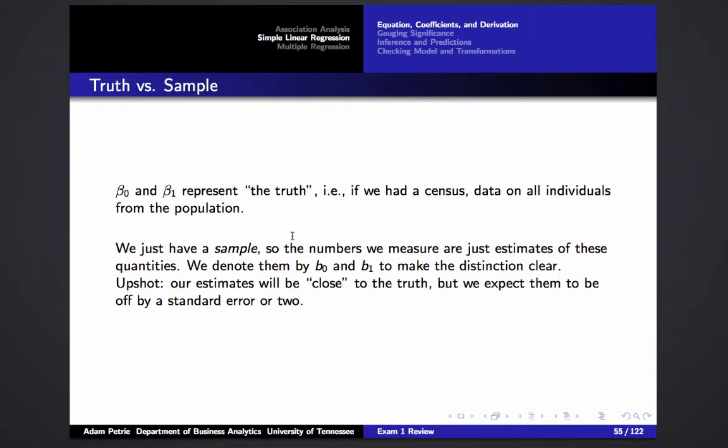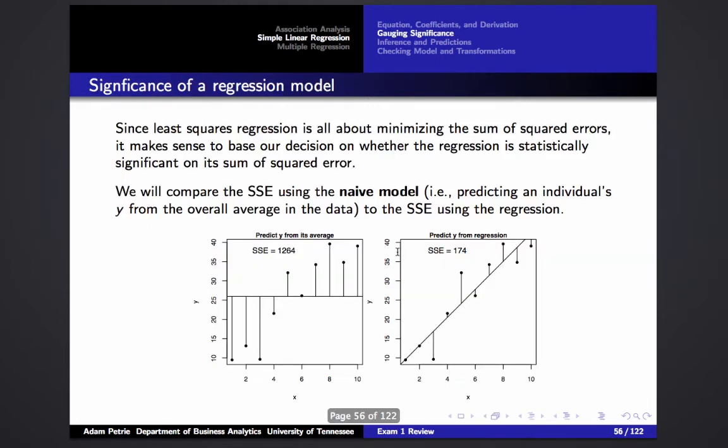And so when we find the least squares regression equation on the data that we've collected, we denote the intercept and the slope by b0 and b1 to make the distinction clear that these are just our best guesses, our estimates of what beta 0 and beta 1 are, the truth. And the upshot is that actually, our estimates will be pretty close to the truth, and we're going to expect them to be off by maybe a standard error or two. And we can make confidence intervals to come up with a range of plausible values.